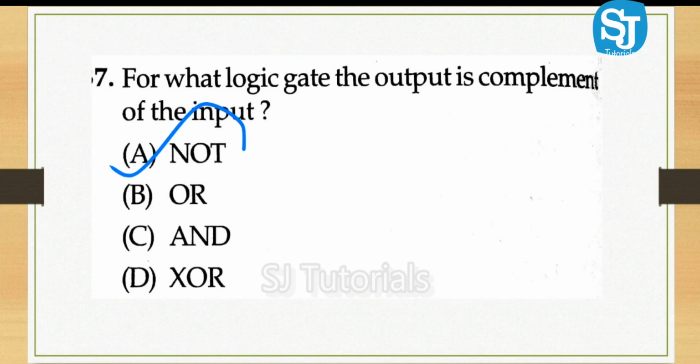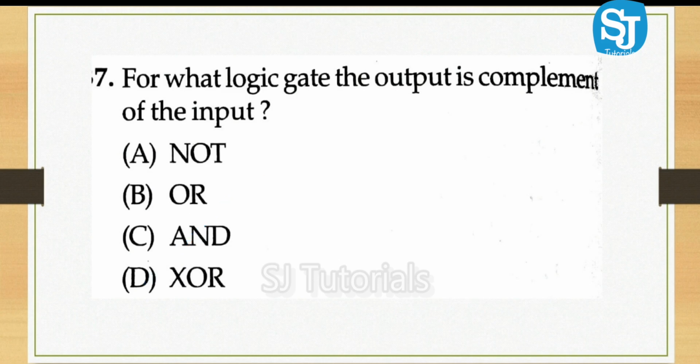Why NOT gate? We know that the NOT gate is just the complement of its input. That means if the input is 1, the output becomes 0. If the input is 0, the output becomes 1 in a NOT gate. All other gates are not the complement of inputs. So the answer is A. All other answers are wrong. It is a simple question.